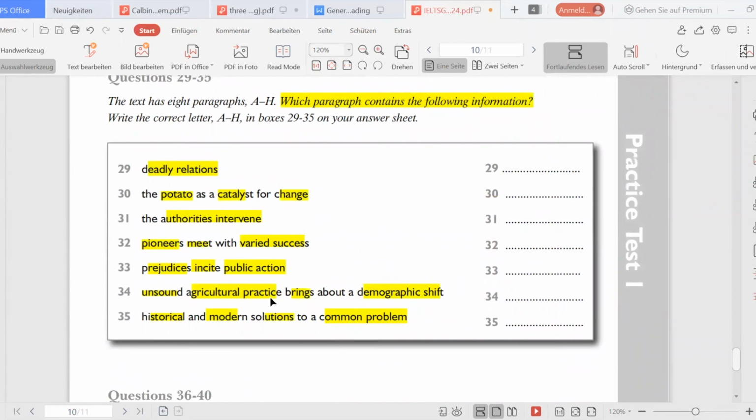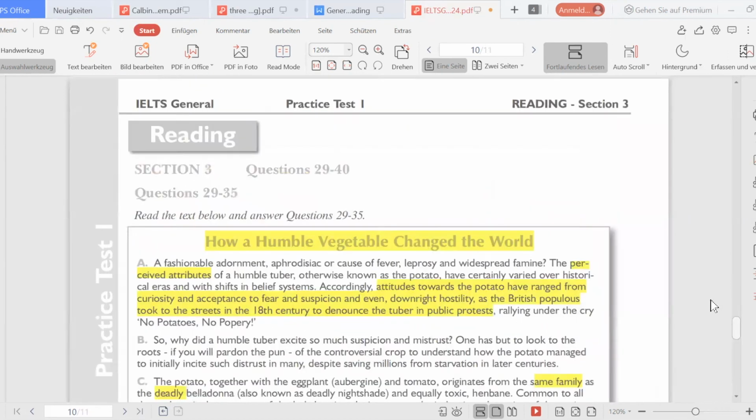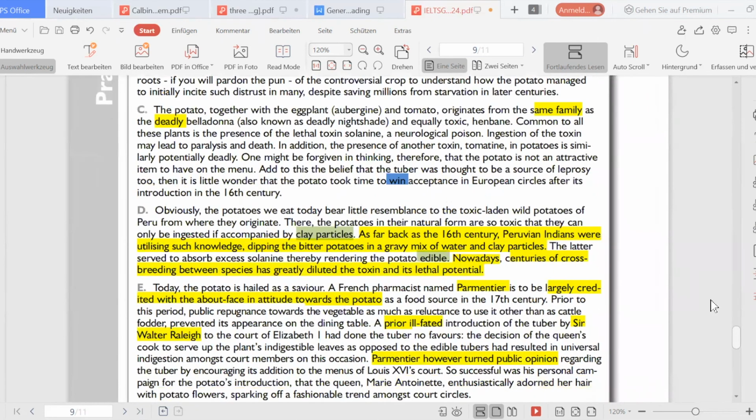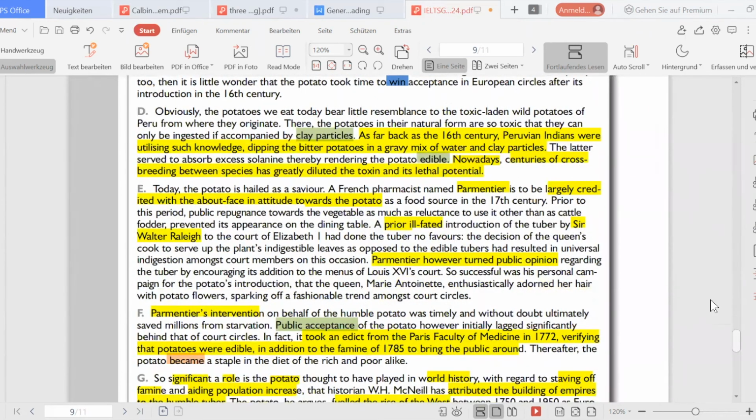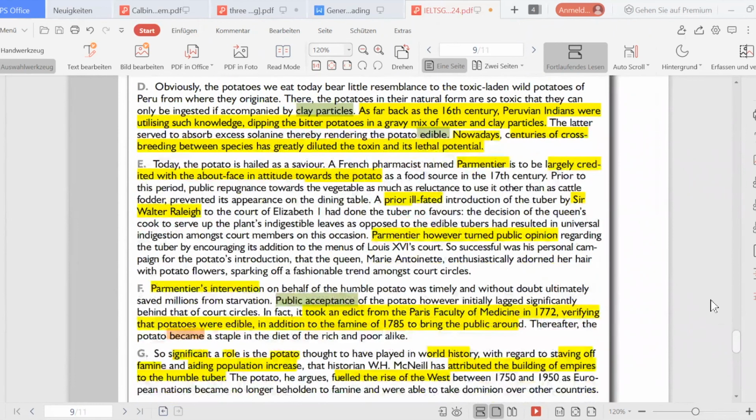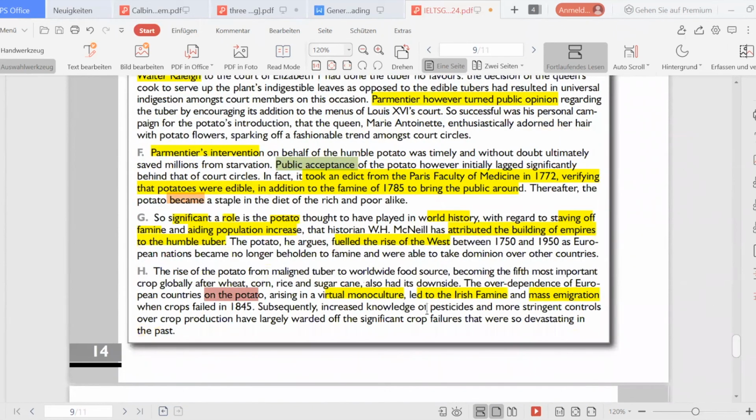34, unsound agricultural practice brings about a demographic shift. So you want to see where unsound practices are being talked about in terms of agriculture, and it's actually in H, where in Ireland you got a virtual monoculture. Okay, so monoculture is you use the same land over and over and over again. So it's the unsound agricultural practice. So this is where your answer is.